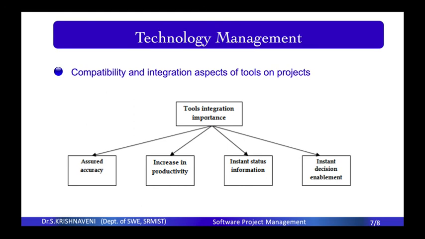Next one is instant decision enablement. Some tools provide good decision making information for the project managers, and some may not. If the tool provides instant information, it is easy to take decisions. So that is all about this introduction to technology management. In the next session, we will see the actual tools for project management. Thank you.